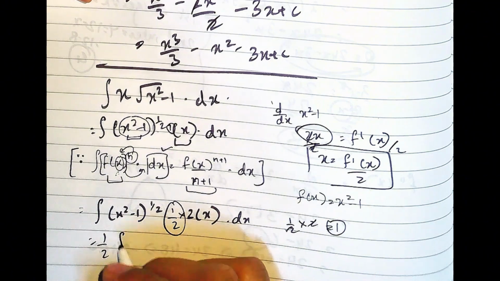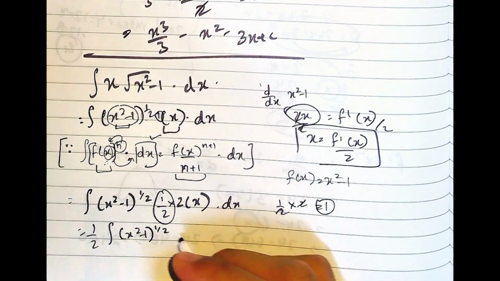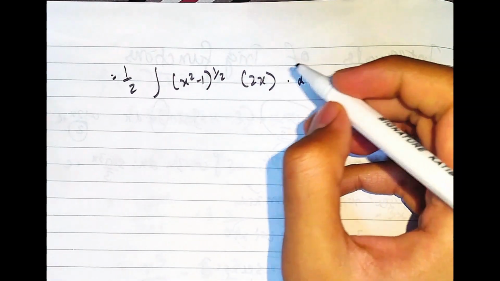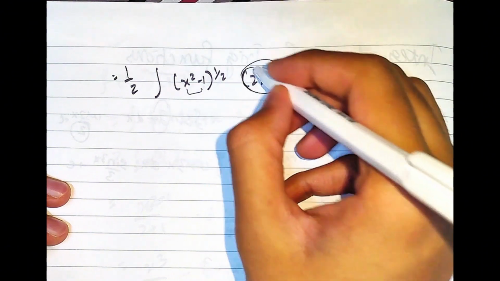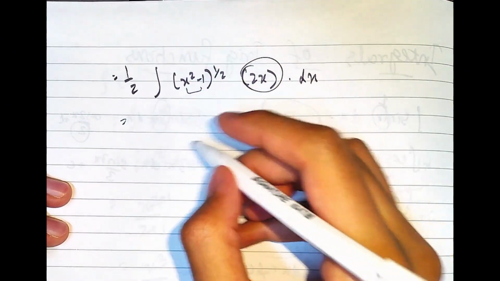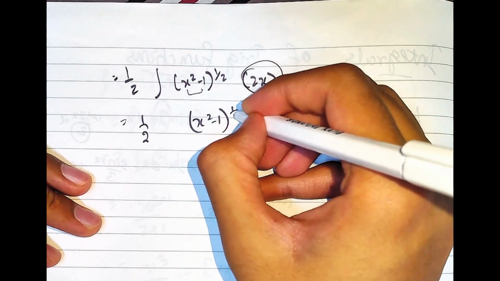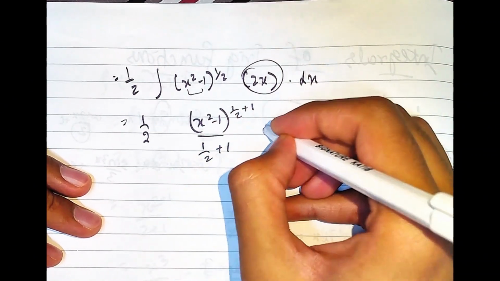Now we can simply separate this 1 divided by 2 because it is a constant. So 1 divided by 2 will be taken out of the integral, and we have x squared minus 1 to the power 1 by 2 multiplied by 2x, dx. Now the equation is really balanced. The derivative of x squared minus 1 will be 2x, which is present right over here. We can use that relationship. So we have x squared minus 1 to the power n plus 1, divided by the same factor, n plus 1 in the denominator, plus c.